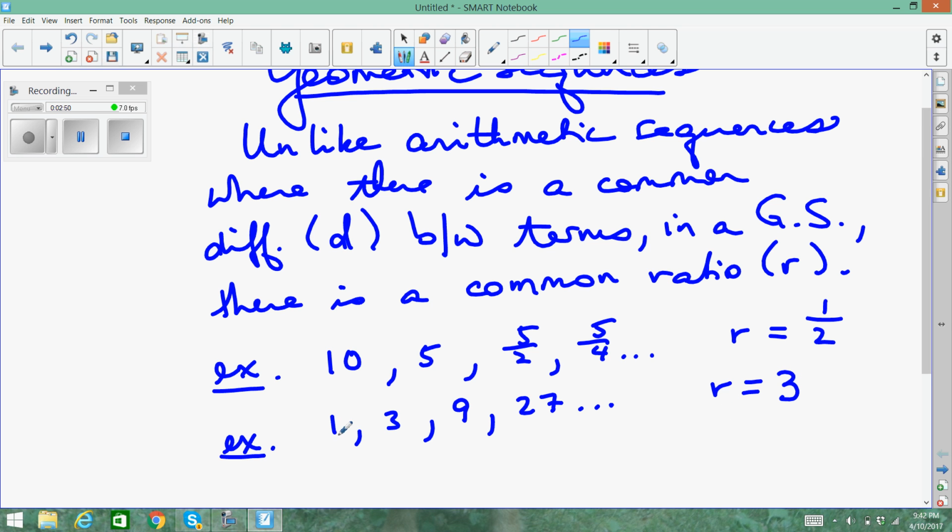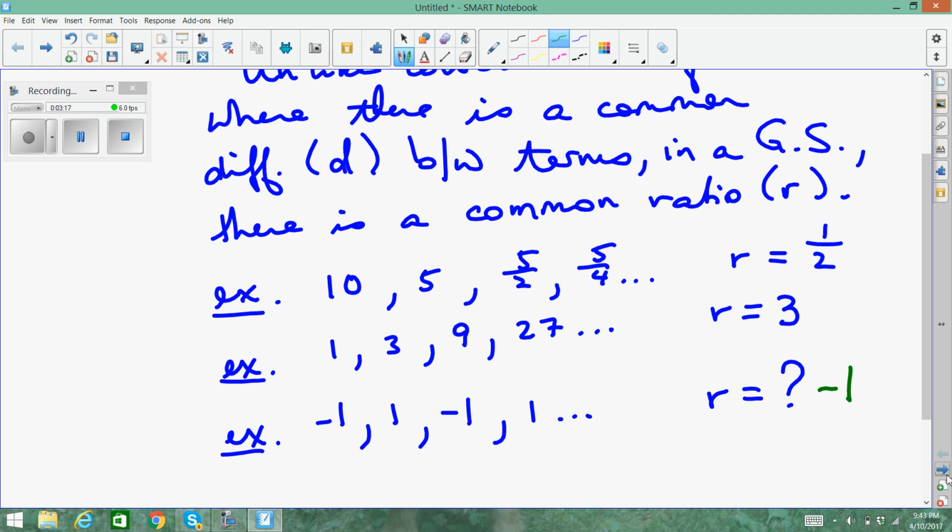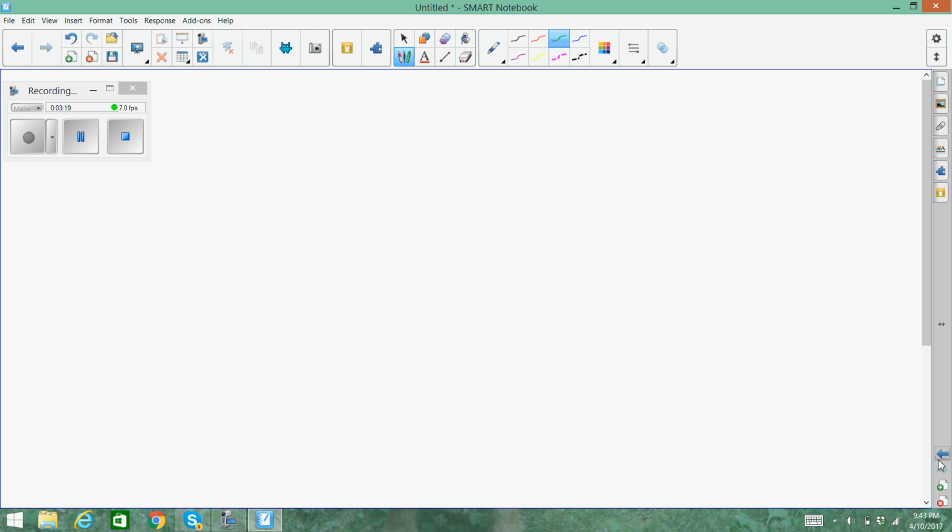You multiply the first term by 3 to get the next term. 3 times 3 is 9. 3 times 9 is 27. Okay, so the last one is a little trickier. Let's do this. All right, -1 it is. Outstanding. Okay, so let's talk about how you would write rules for these things.